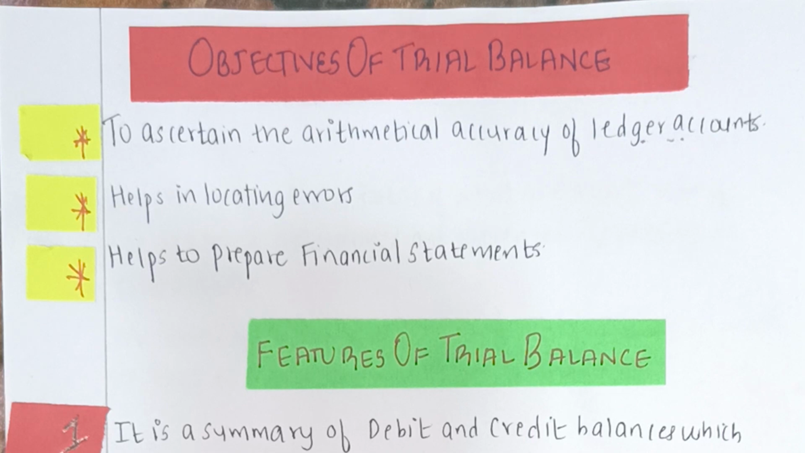Okay, so the next one is that it helps in locating errors, or maybe identifying errors. The error may occur at any one of the stages of the accounting process. For example, it could be at the time of totaling the subsidiary books, or posting of journal entries into the ledger, or while totaling the ledger balances, and so on. So here the trial balance helps us in identifying where these errors have been committed.